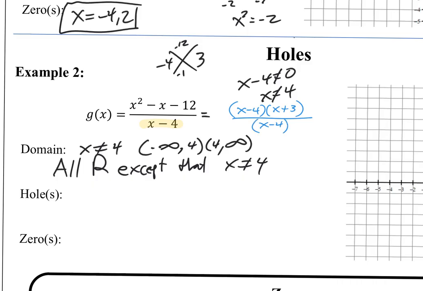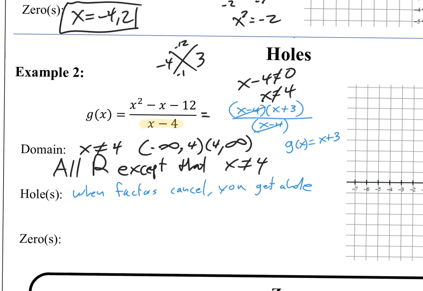And now we have this weird situation where we have factors that actually cancel. However, the problem here is, yes, they cancel, and yes, g of x essentially looks just like the line x plus 3, except for the fact that when factors cancel, you get a hole.